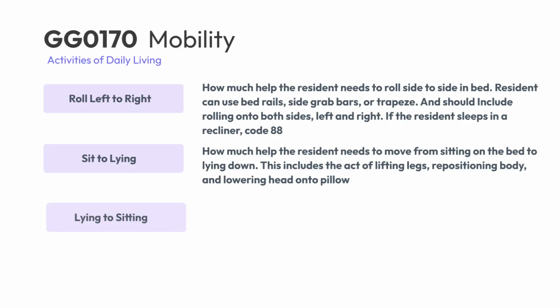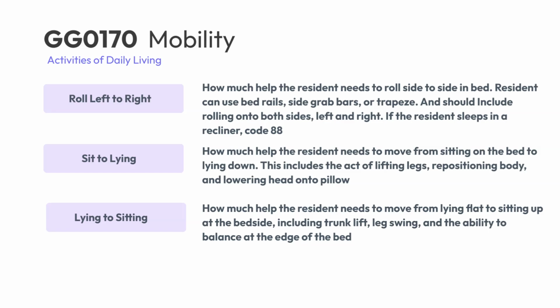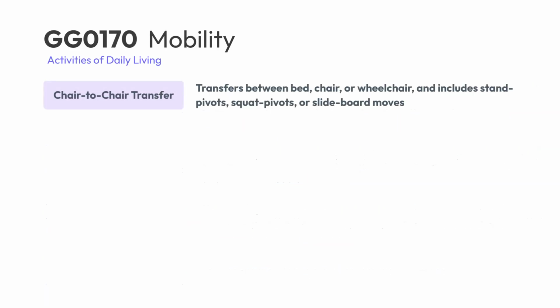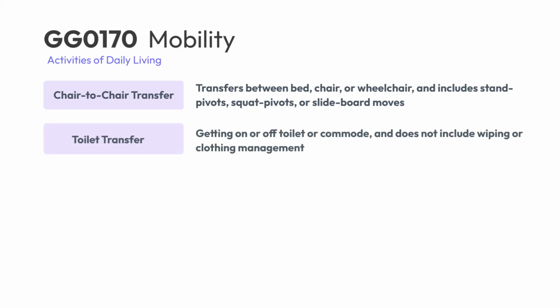Lying to sitting on side of bed measures how much help the resident needs to move from lying flat to sitting up at the bedside, including trunk lift, leg swing, and the ability to balance at the edge of the bed. Sit to stand measures moving from sitting to standing, from any surface. Chair to chair transfer measures transfers between bed, chair, or wheelchair and includes stand pivots, squat pivots, or slide board moves. Toilet transfer is the act of simply getting on or off toilet or commode, and does not include wiping or clothing management.